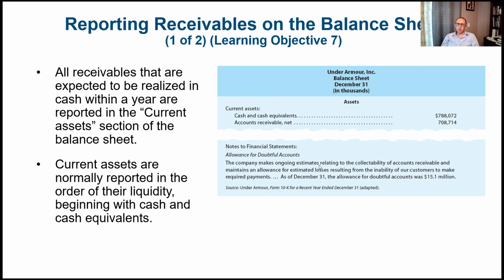So the company makes ongoing estimates relating to the collectability of accounts receivable and maintains an allowance for estimated losses resulting from the inability of our customers to make required payments. So as of December 31st, the allowance for doubtful accounts was $15.1 million. So we provided this information in the note, but it wasn't provided in the body of the statement itself.